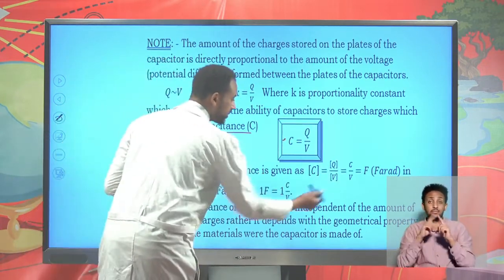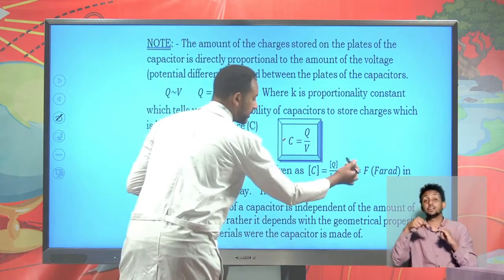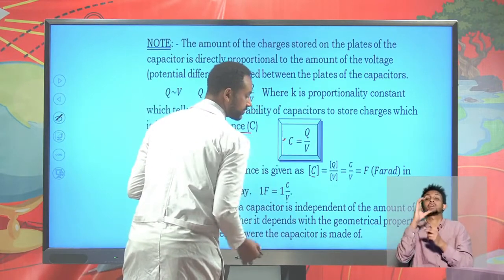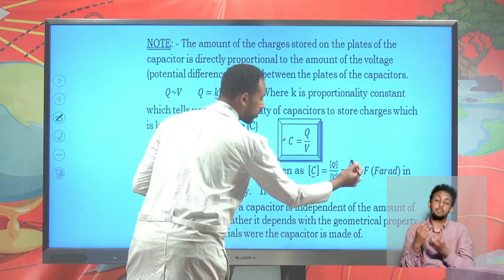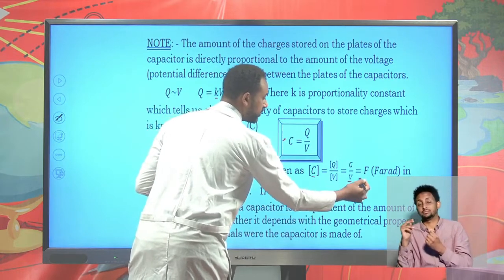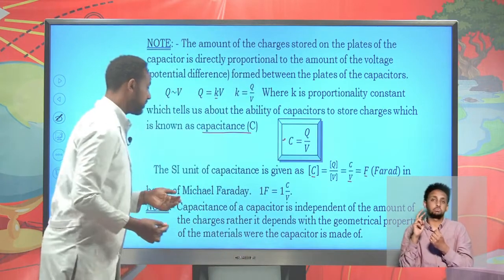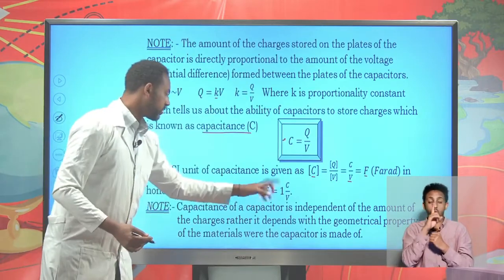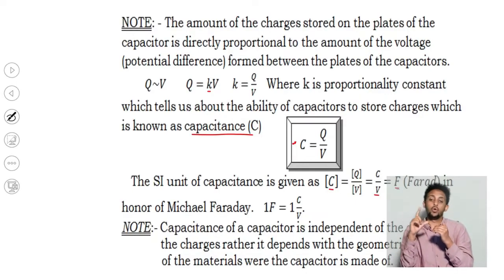Mathematically it's Q over V, and the unit for capacitance is coulomb per volt. Coulomb per volt is known as the farad, so 1 farad is equal to 1 coulomb per volt. So the capacitance of a capacitor is independent of the amount of charge. Rather, it depends on the geometrical properties of the capacitor.